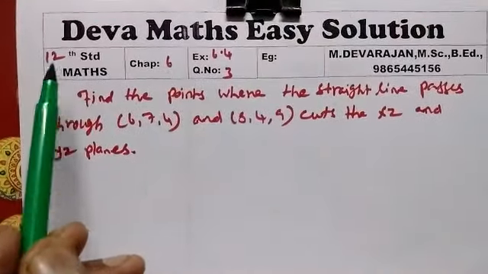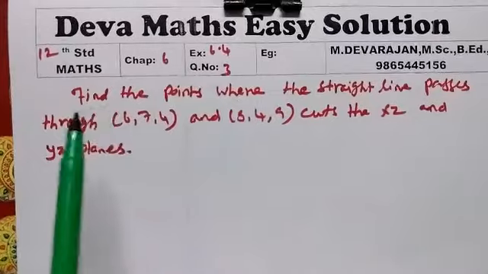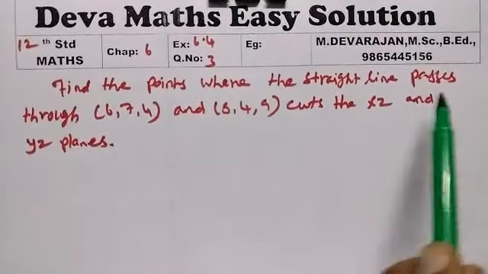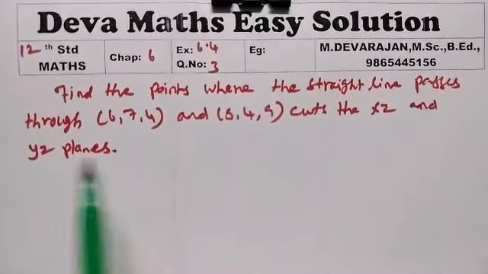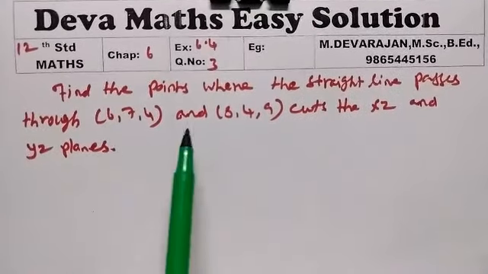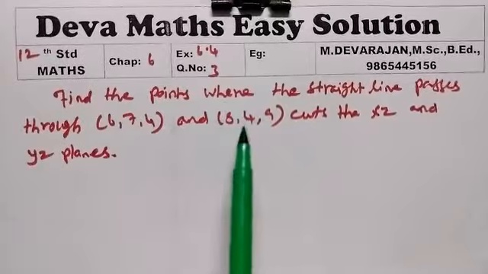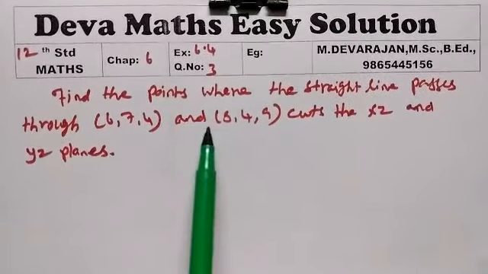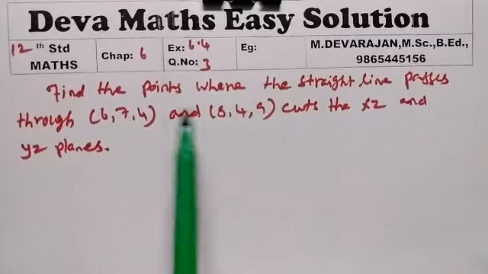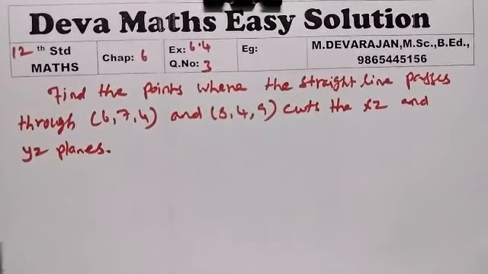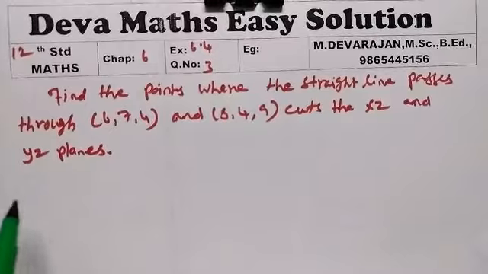Now we are going to see chapter 6, exercise 6.4, question number 3. Find the points where the straight line passing through 6,7,4 and 8,4,9 cuts the xz and yz planes. So the line passes through two points, and at the same time it meets the xz and yz planes. So they are asking for the point of intersection.